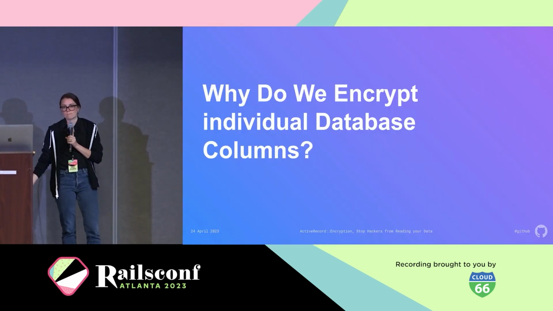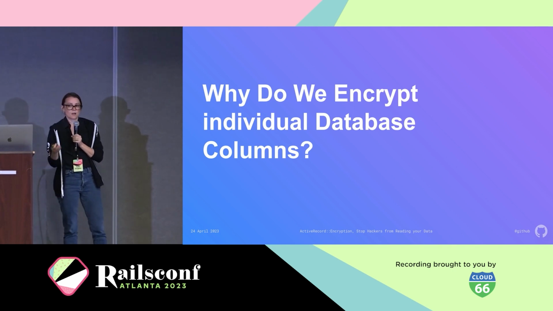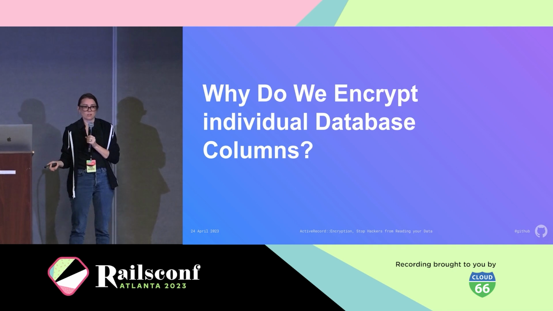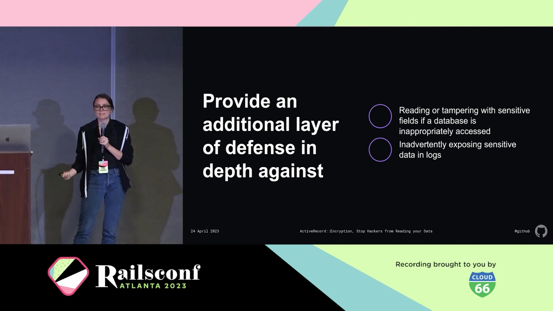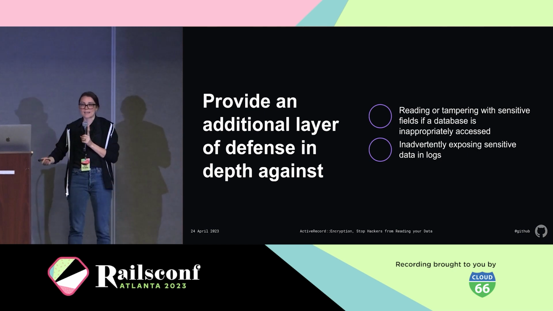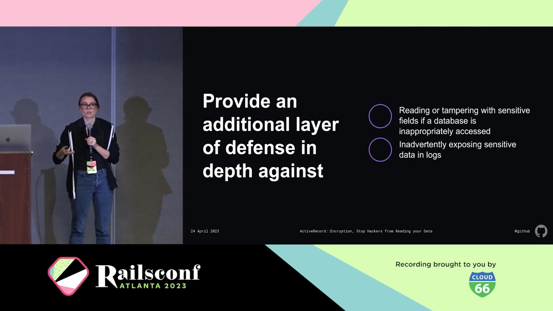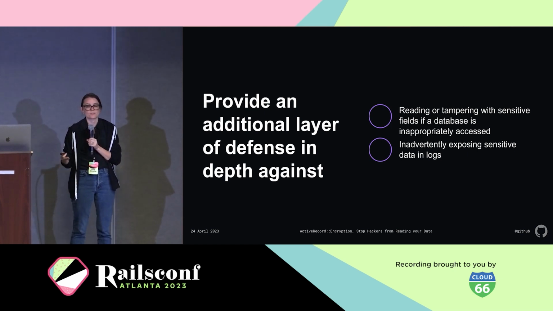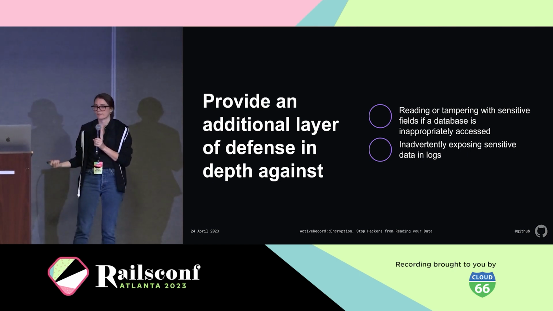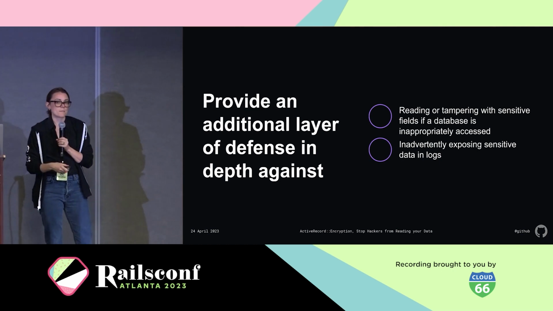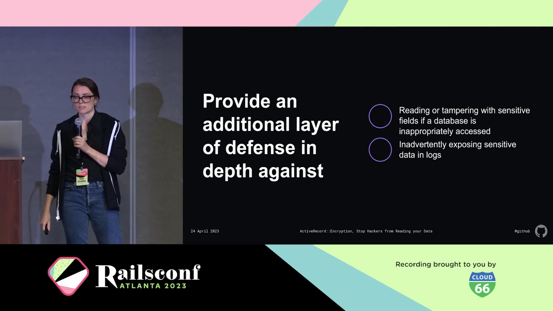So you might have read or understand that GitHub encrypts our database at rest. Why do we encrypt individual database columns, and why would you even want to do that either? Well, for a couple of reasons. Basically, it provides an additional layer of defense in depth against a hacker or a bad actor reading or tampering with your sensitive fields, whether that be someone who's gotten access to your server, they can directly access your database connection, or maybe somehow they've downloaded a copy of your database.